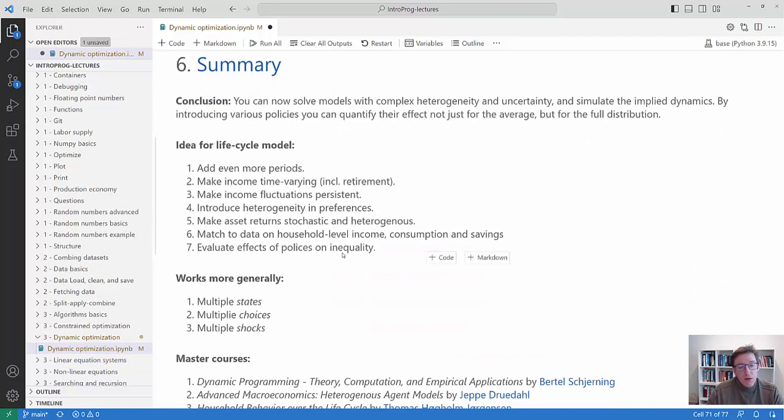So with these tools in this video, you can solve very complex models in terms of heterogeneity and uncertainty, and you can simulate the implied dynamics. And if you now begin to introduce various policies, it could be some sort of insurance policy or similar, then you can quantify their effects, not just on the average, but for the full distribution. For example, you can have an idea for a life cycle model where you will add more periods to the stuff we have just done.